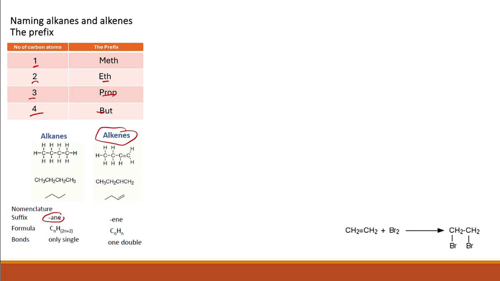For alkenes, which have the double bond, the suffix is ene, so using the prefix with the suffix, it's going to be ethene, propene, and butene. Remember that you cannot have an alkene with only one carbon atom, so the first member of the homologous series is ethene. The general formula for alkanes is CnH2n+2. And for alkenes, because there is a double bond, there are 2 hydrogens fewer, so it's CnH2n.